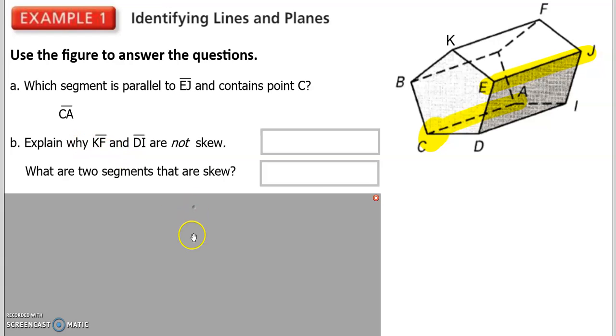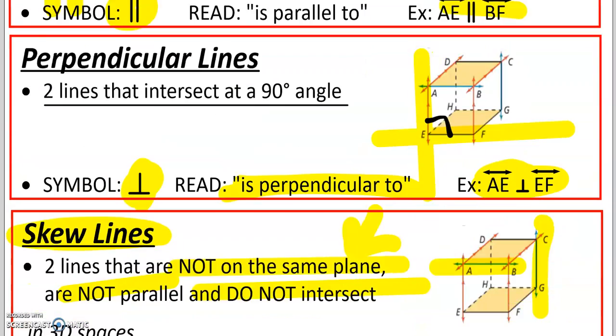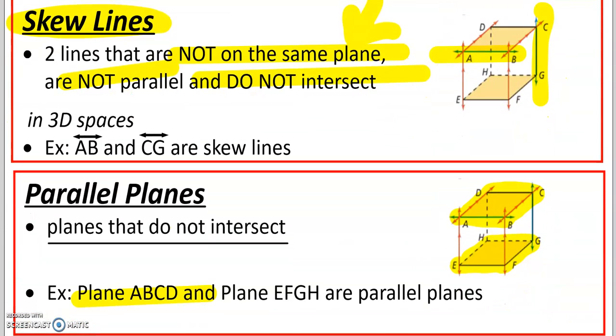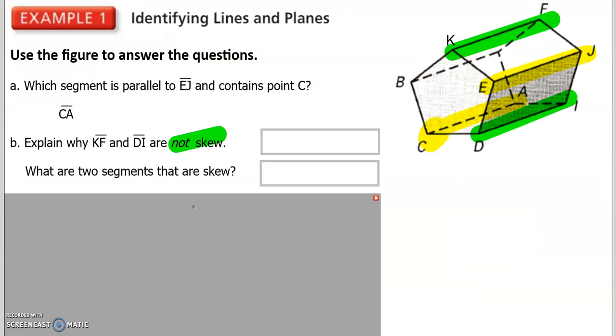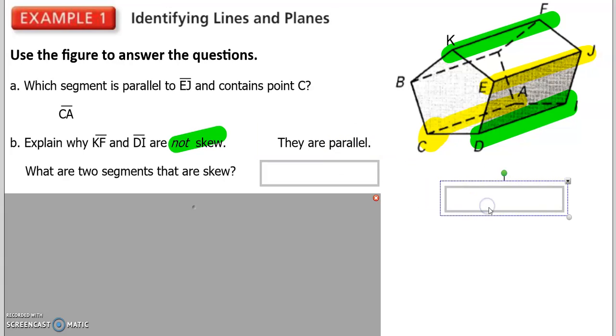Okay, let's check out another question. Explain why segment KF and DI are not skew. Why are they not skew? Check back at our definition for skew. What do they have in common? Are these two lines parallel? Look at those green lines. Yep, they are parallel lines, which means they're not skew. They have something in common. They're parallel, okay? Which means they are not skew.